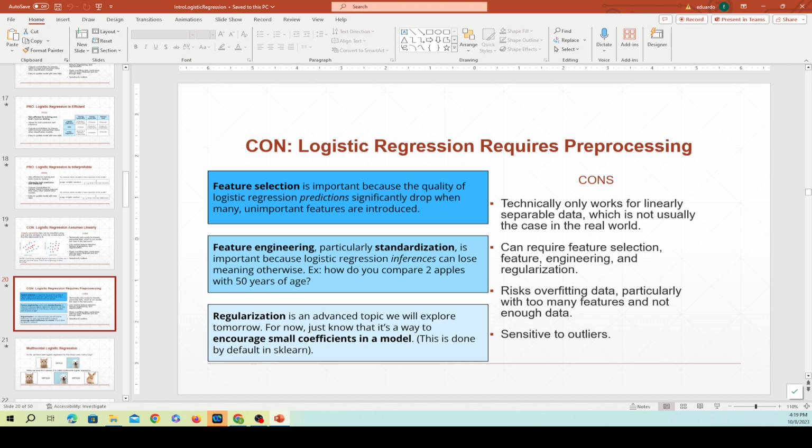What we practically do for feature engineering is probably standardize and normalize the data. Regularization is an advanced topic that we'll explore another day. For now, just know that it is a way to encourage small coefficients in the model. This is done by default in sklearn.